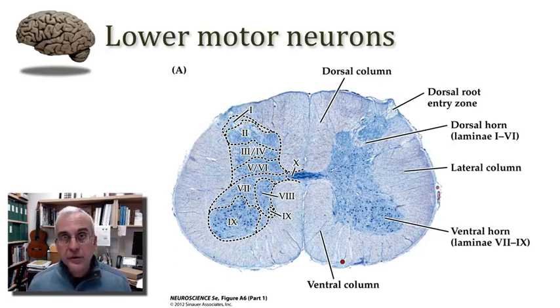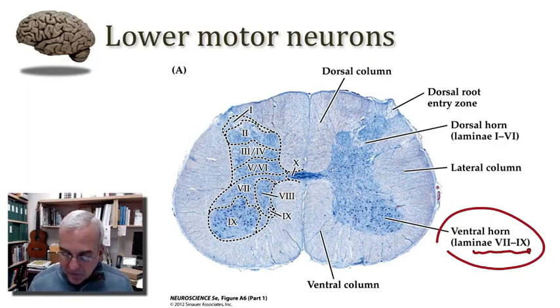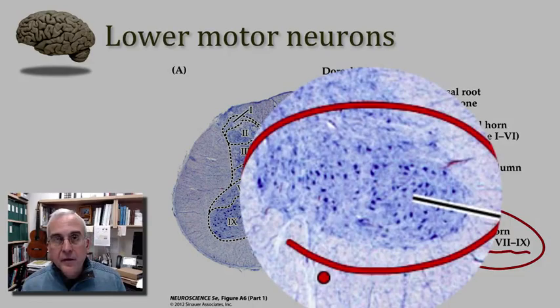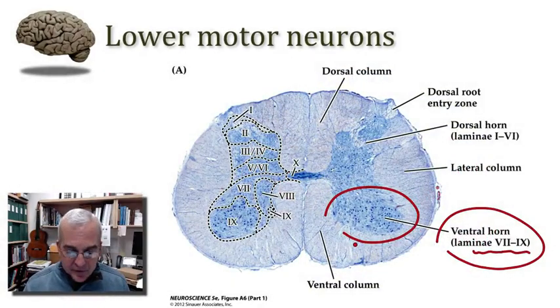So I won't go through the detail of the organization of the gray matter and the white matter of the spinal cord. Rather, I'll draw your attention to the ventral horn and to a set of columns of neurons that we call laminae 7 through 9. And it's these columns that contain our lower motor neurons. And even at this lower magnification, I think you can see that in this region of the ventral horn, we have these large neurons that are present. And of course, I'd like to show you those in more detail.